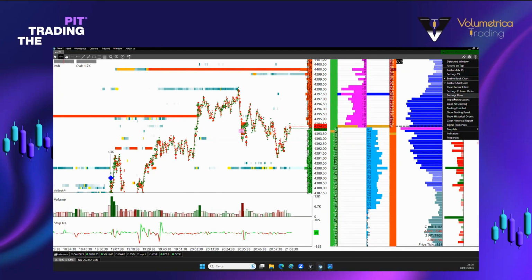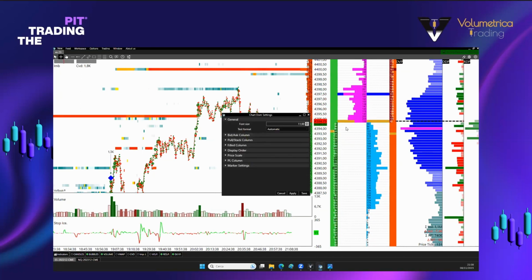It should be somewhere here. Yeah, settings, DOM. And that's the pool stack column. You can decide here whether you want it shown as a profile, which is the style I decided to go for. You can decide the color of orders being stacked and orders being pooled.